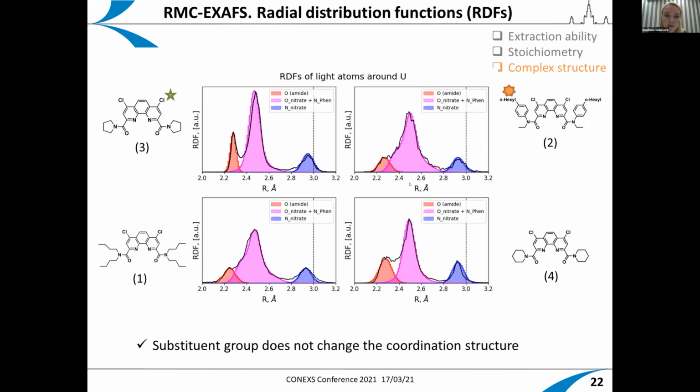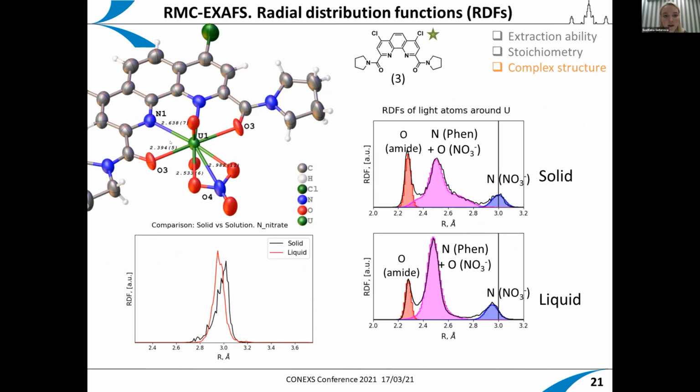And actually in samples with ligands 1 and 2, this first peak is really suppressed, whereas these ligands with cyclic substitutes show more contribution of amide oxygen in this peak. I didn't want to state anything about these first two peaks that correspond to oxygen and nitrogen from the ligand and also oxygen from the nitrate group, because as I showed previously, they are at very similar distance to uranium, and I'm not sure that we can distinguish them well by EXAFS.